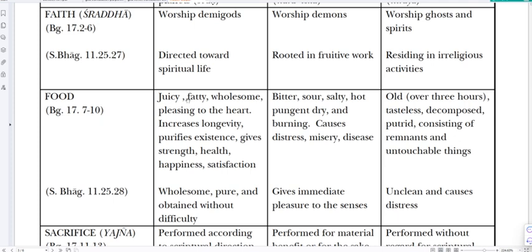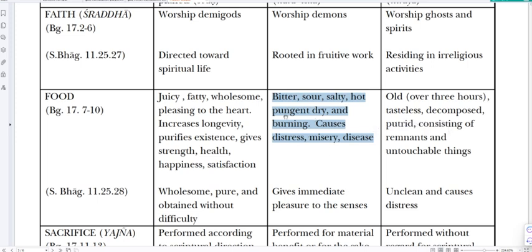So, food in the mode of goodness is juicy, fatty, wholesome, pleasing to the heart, increases longevity, purifies existence, gives strength, health, happiness, satisfaction. Right? It is wholesome, pure, obtained without difficulty. This is in Srimad Bhagavatam, which we are going to read in the 17th chapter. Now, food in the mode of passion is bitter, sour, salty, hot, pungent, dry, burning, causes distress, misery, diseases.